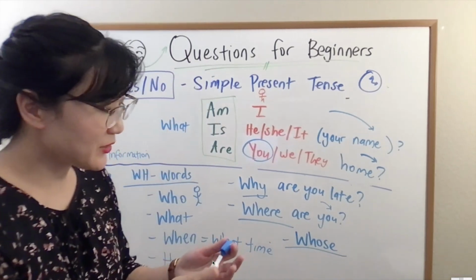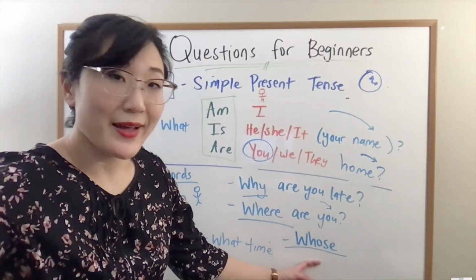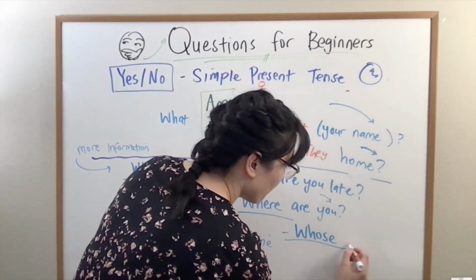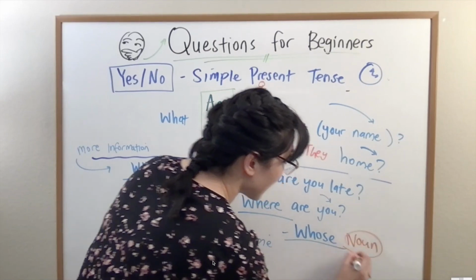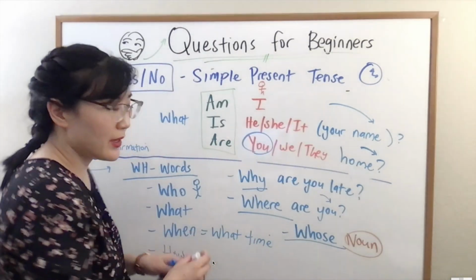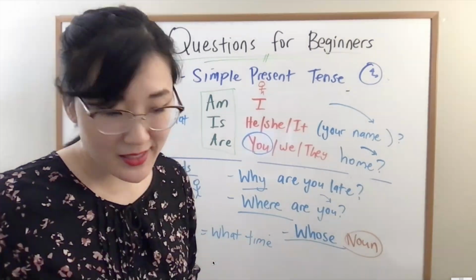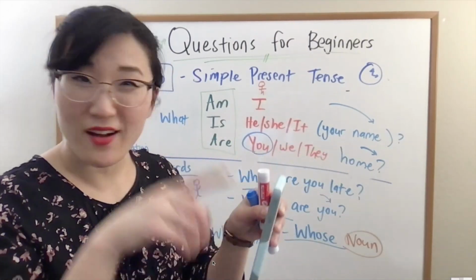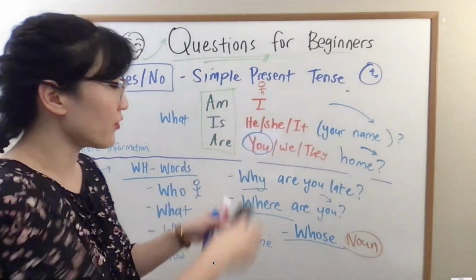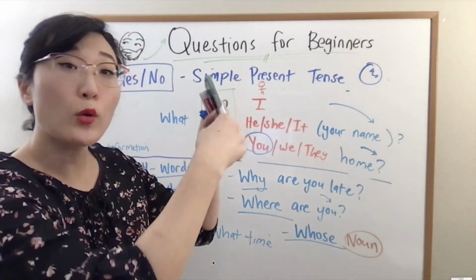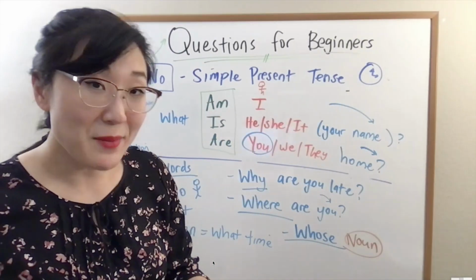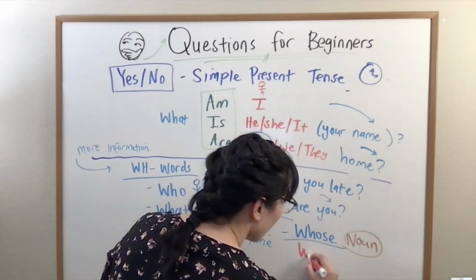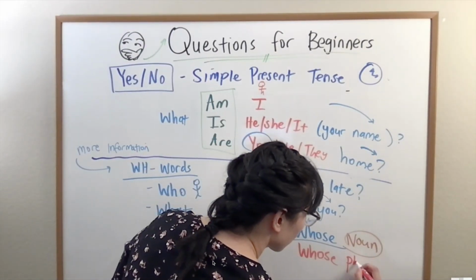This one is interesting. Whose, anytime you see whose, you need a noun after. This is like a possession, okay? So for example, I go to the park and I see a phone. This is not my phone. This is not your phone or his phone or her phone. So I say, excuse me, whose phone is this? I'm asking who does this belong to, right? Whose phone? And my noun is this.